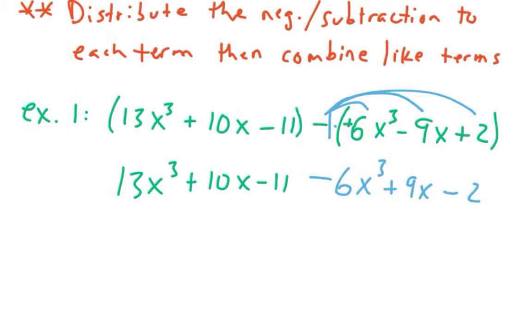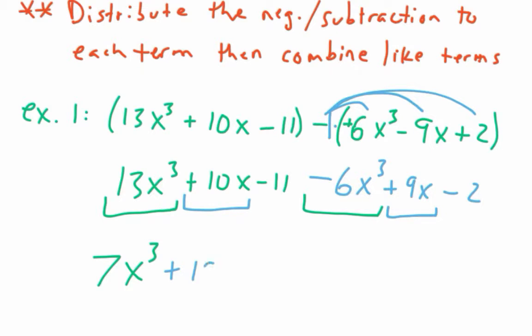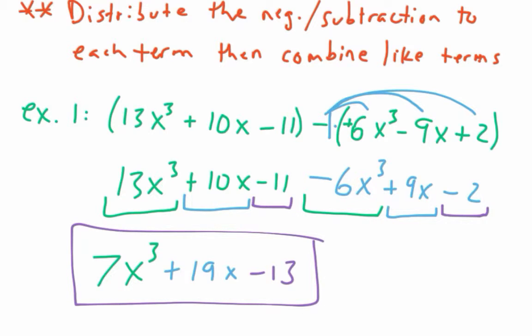So I have x to the thirds. That's my largest exponent. Here I have 13 of them. I want to take away 6 of them, which leaves me how many x to the thirds? 7. So I have the 13, take away 6, gives me 7. Then my next, I have a positive 10x. I want to add 9x to it. So I end up with how many x's? 19. Perfect. So plus 19x. And then last but not least, I have a negative 11. Take away 2 gets me down to negative 13. So the final answer ends up being that polynomial there.